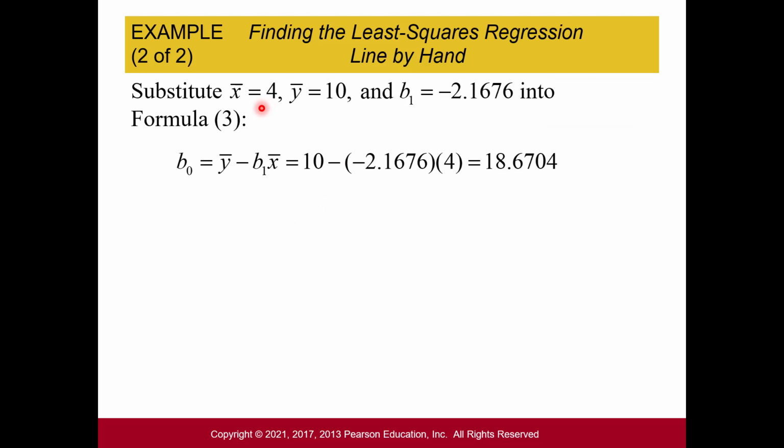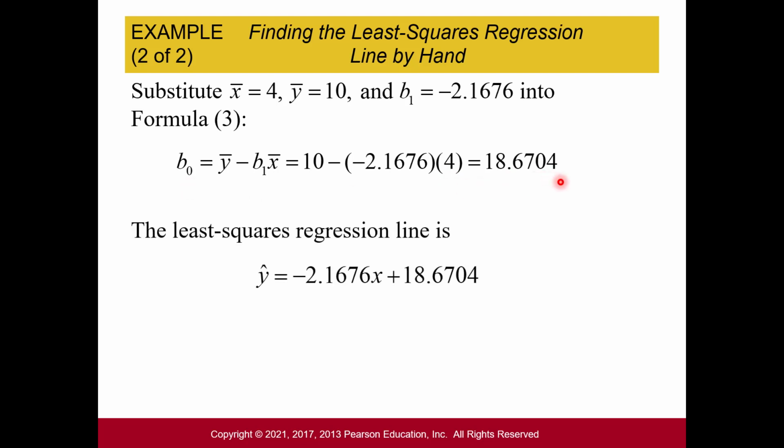Now, we're going to find our y-intercept, or b naught. So we have to plug in 3 places. We just did the work to find b sub 1, so that's going to get plugged in. And then we times that by x bar, the mean for x. We also plug in for y bar. Do a little bit of our math there, and we get that the y-intercept is 18.6704. So putting that together, this is our equation of our line, but specifically our least squares regression line.